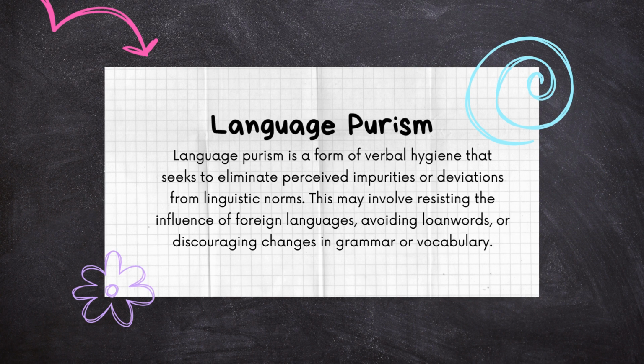Then we have language purism. This is a form of verbal hygiene that seeks to eliminate perceived impurities or deviations from linguistic norms. This may involve resisting the influence of foreign languages, avoiding loan words, or discouraging changes in grammar or vocabulary.